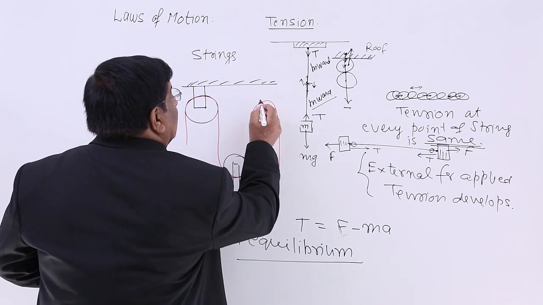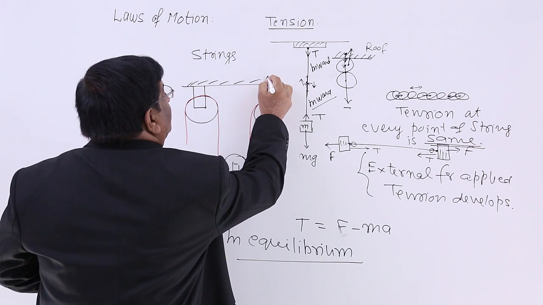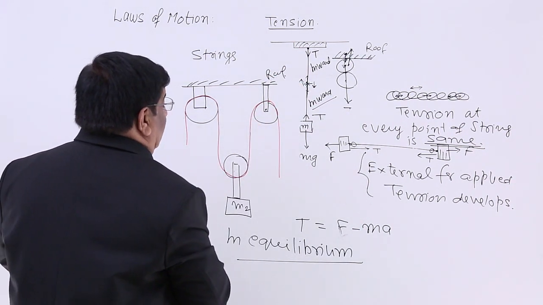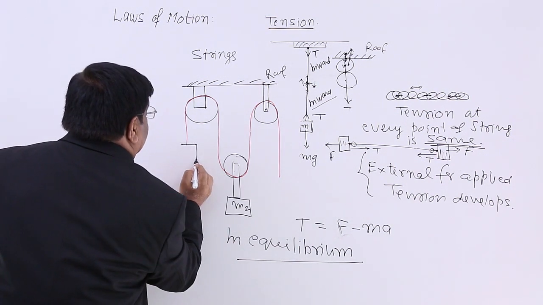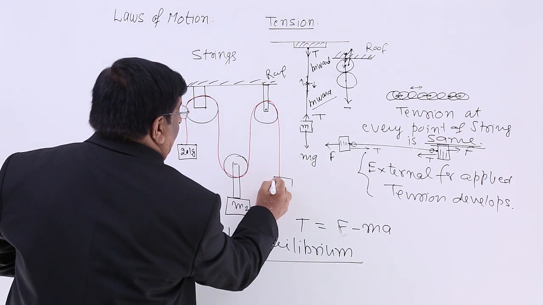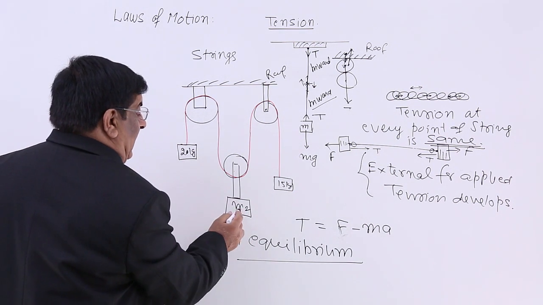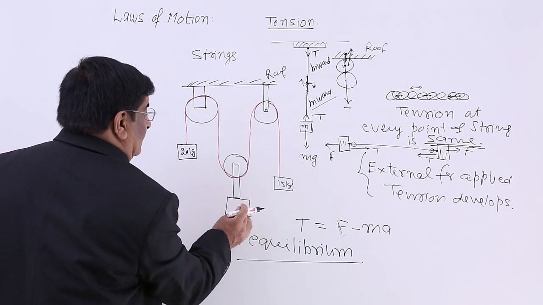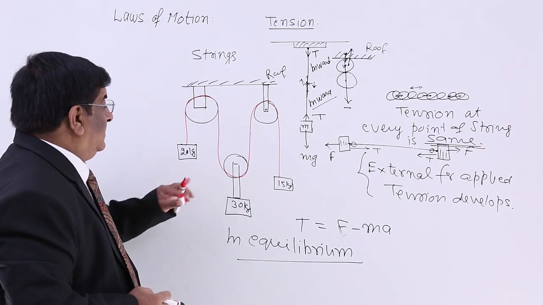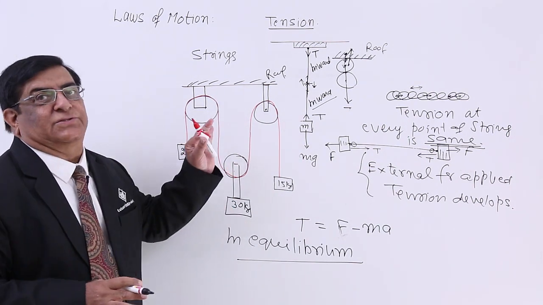Then there is a third pulley over here, which is again attached to the roof, and the string is here. Here we have a certain weight, say 20 kg. Here we have a certain weight, say 15 kg. Here we have a certain weight, say 30 kg. Now we can just think whether it is going down or going up.